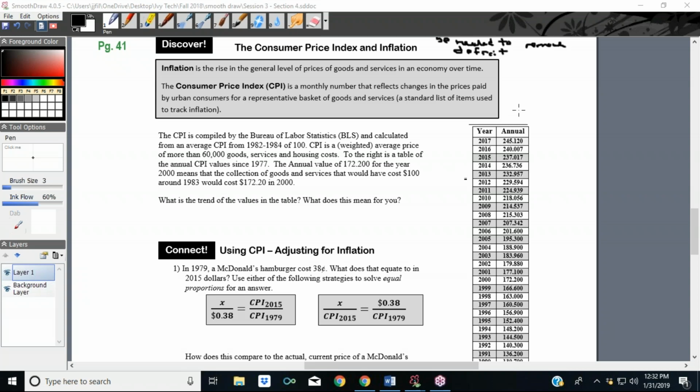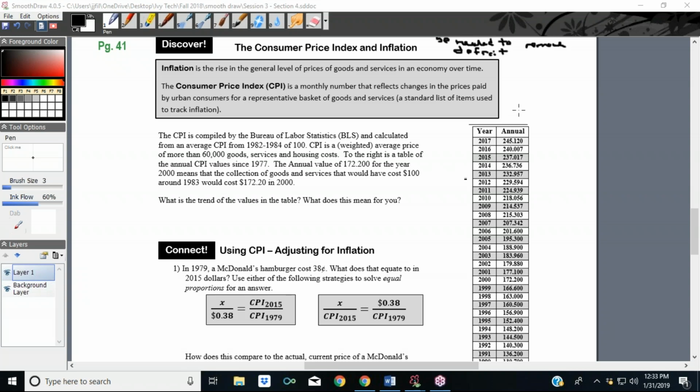Let's see, I just want to make sure through my notes here. Yep, so our final application for section 4, and it's called the Consumer Price Index and Inflation. So inflation is the rise in the general level of prices of goods and services in an economy over time. So, the bigger the increase, the higher the inflation rate from year to year. And so it says the Consumer Price Index, the CPI, is a monthly number that reflects changes in the prices paid by urban consumers for a representative basket of goods and services.